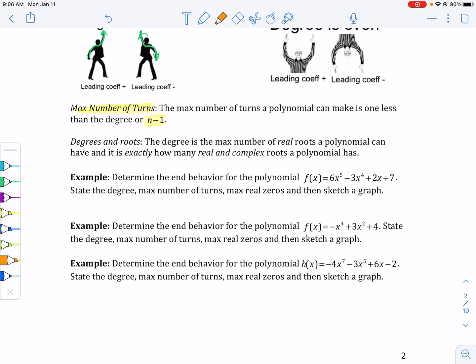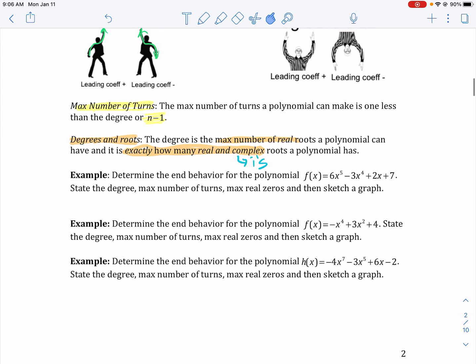Okay. Now, we also have this thing. The degree is the max number of real roots, and it's exactly how many real and complex roots we have. Complex, remember, means that there are i's. Real numbers mean that there are no i's. So the maximum number of real roots is the degree, but if you're looking at how many real and complex roots, it is exactly the degree.